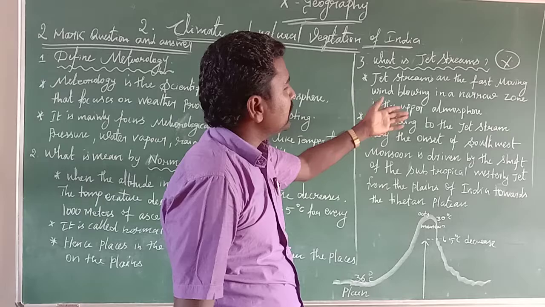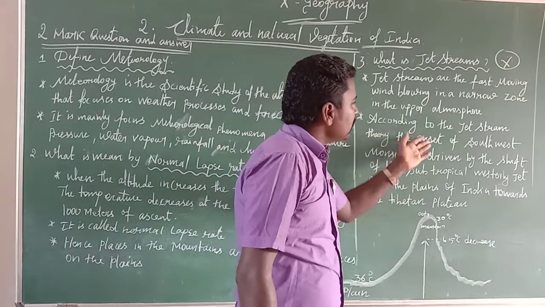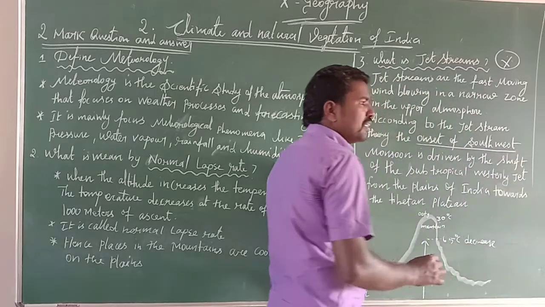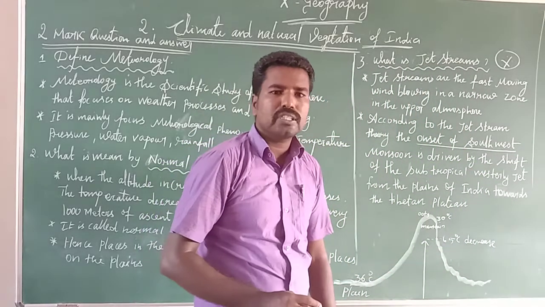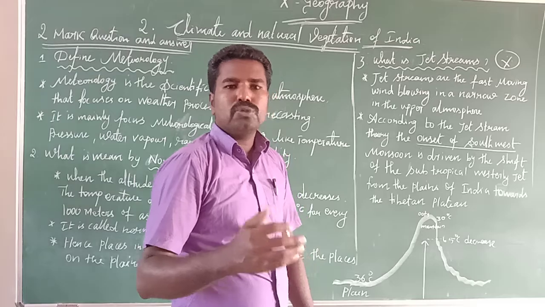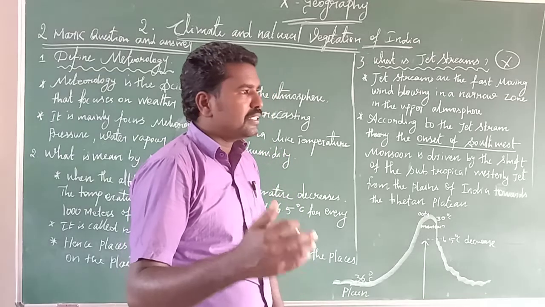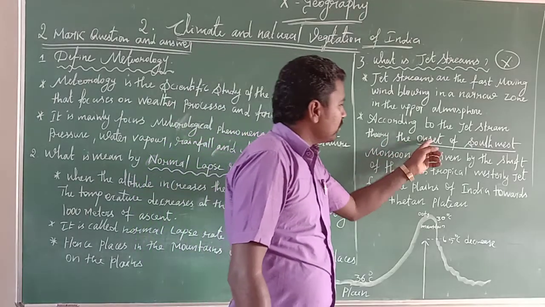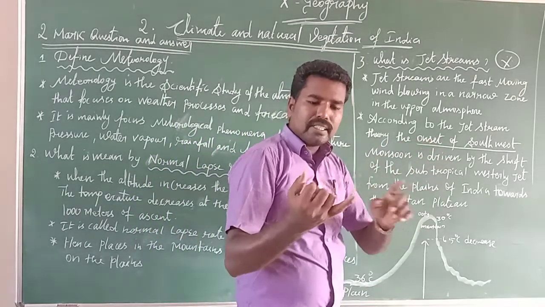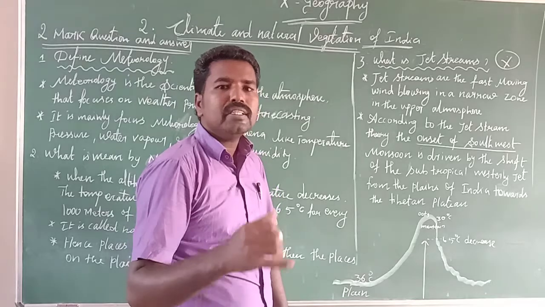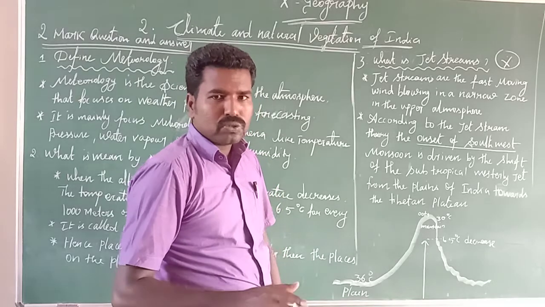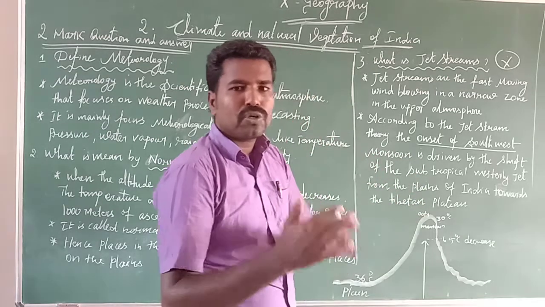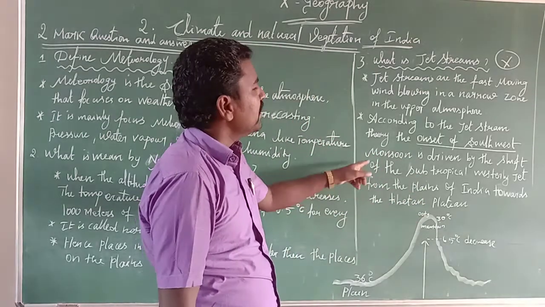According to the jet stream theory, the onset of the southwest monsoon, every year the southwest monsoon starts from June and withdraws in September. It is onset in the first week of June. So the jet streams determine the onset of the southwest monsoon, and mainly determine the arrival and withdrawal of the southwest monsoon.